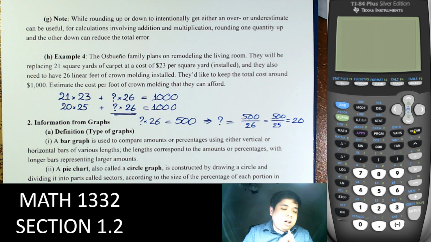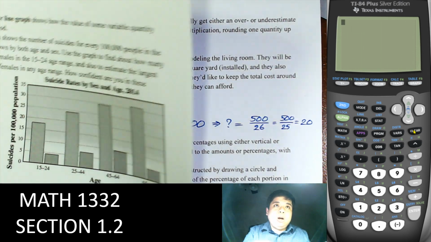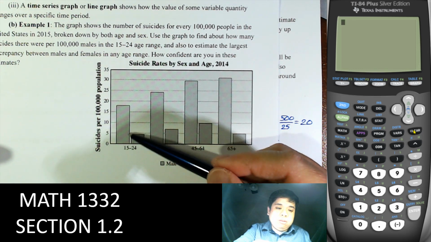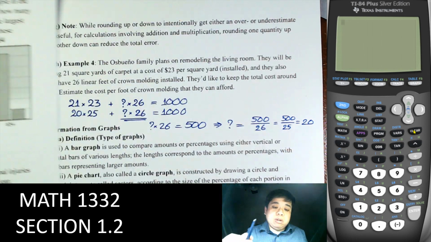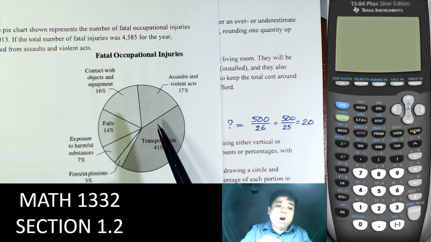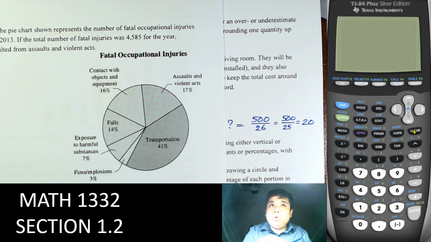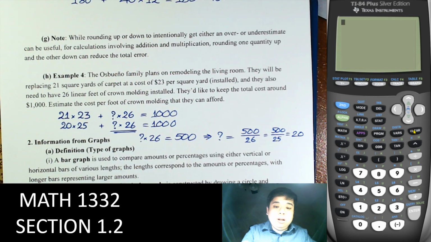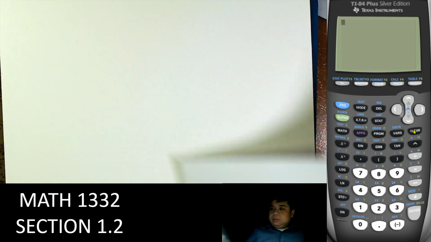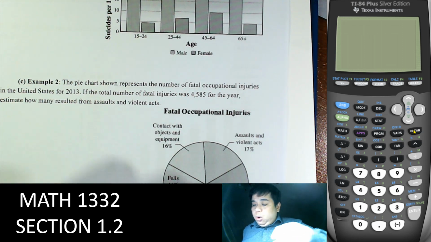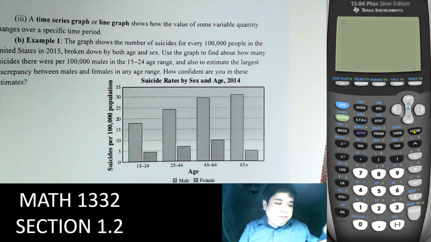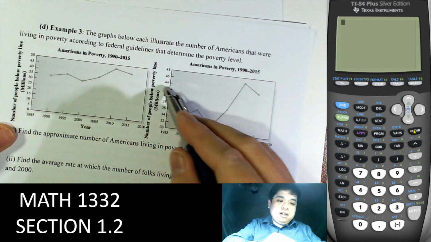Next we'll study graphs. There are different types of graphs. The bar graph, something like this, where each column represents a number. The taller the column, the higher the number is. Then we also have the pie chart. A pie chart is usually used with percents. The bigger the sector, the bigger the percentage. And then we also have the time series on the line graph, something like this.